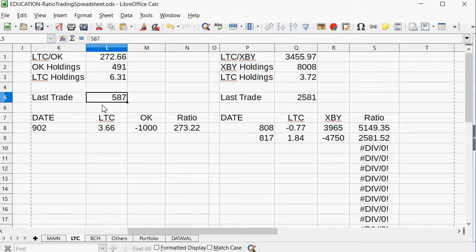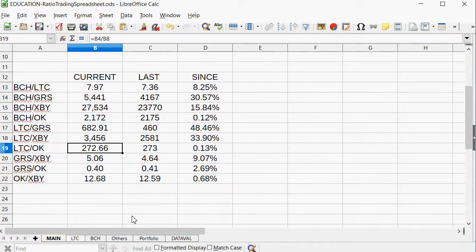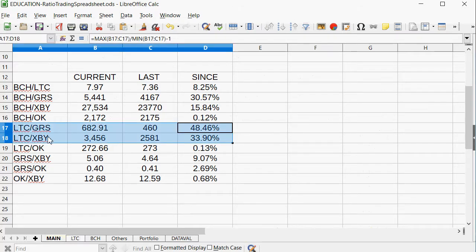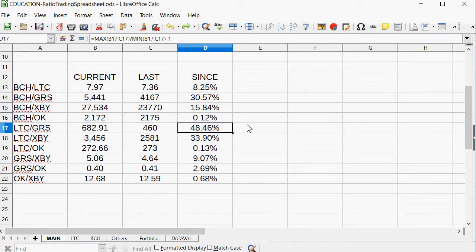And we'll put last trade in at 273. Well, now we got an underwhelming trade of almost 50%, where something goes up 460 to 682. And now, here's a situation where why would I be buying Litecoin with my OK Cash and then selling it for the GRS? I would do the numbers in a spreadsheet to figure out how many I need to trade and so on and so forth. But a 50% move here.